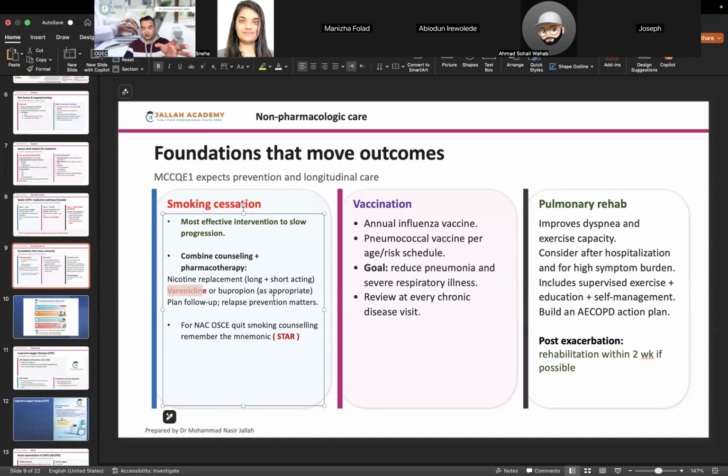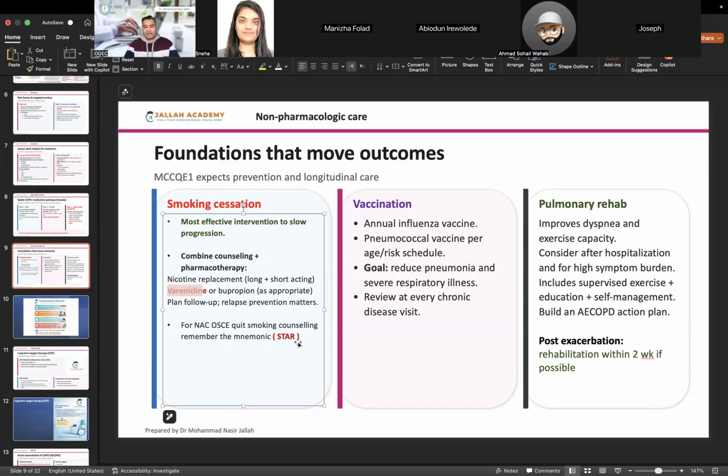Bupropion is also considered one of the good medications that helps with smoking cessation, but it comes with a little bit more side effects compared to varenicline, and varenicline has been shown to be more effective than bupropion.